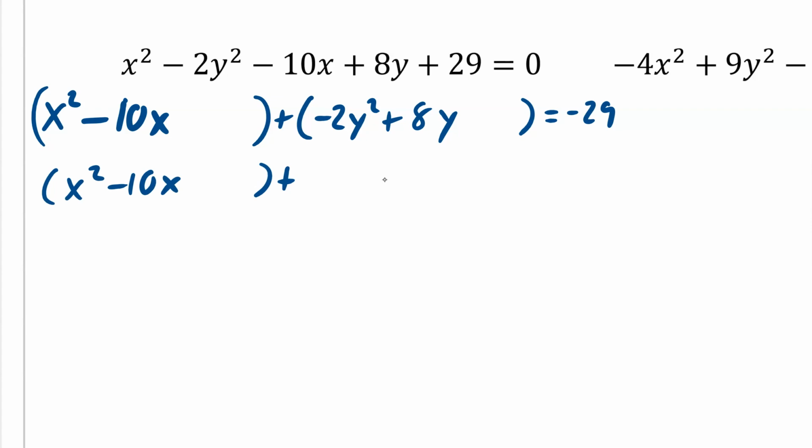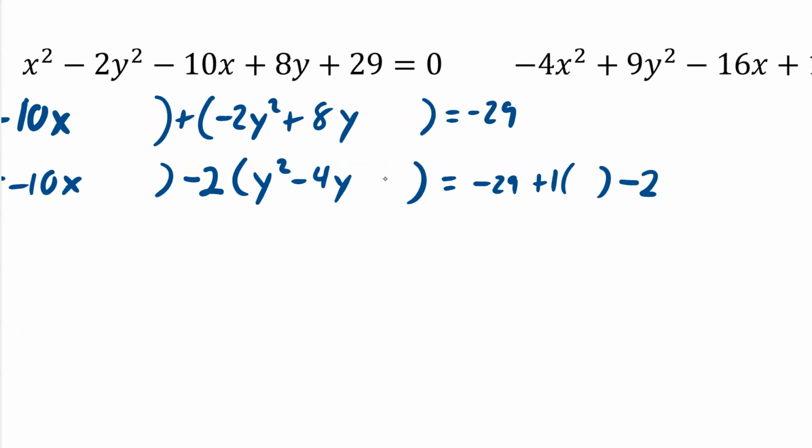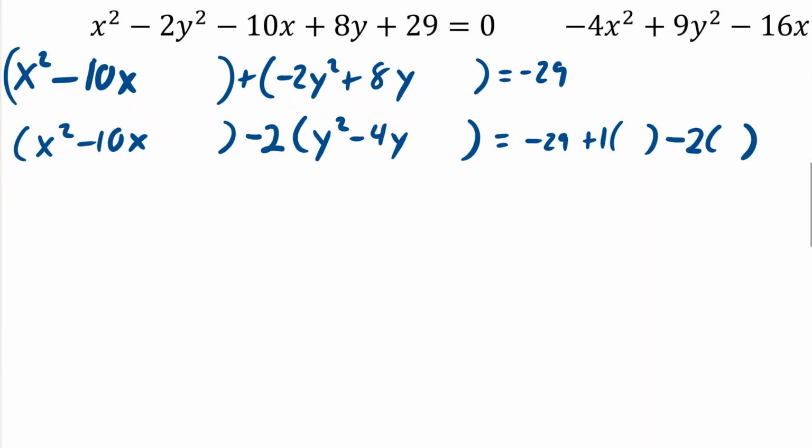Space. And then over here I'm going to put negative 29 plus 1, because I just like to have that there. Okay, the next one is a negative 2, so we're going to factor out negative 2, and that would give us y squared minus 4y, and we leave a space. So since it's minus 2, whatever we place there will be multiplied by negative 2. Okay, now this is perfectly set up, so all we have to do is complete our square.